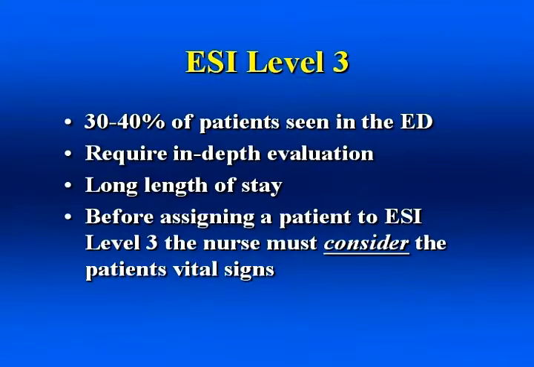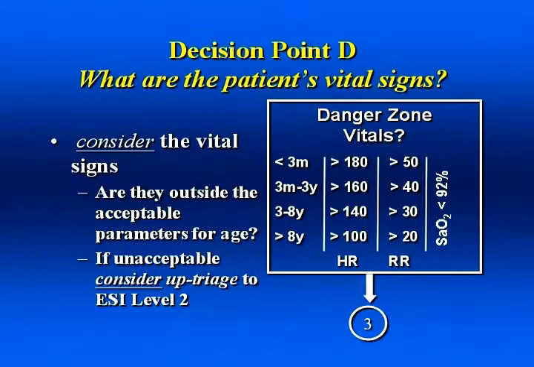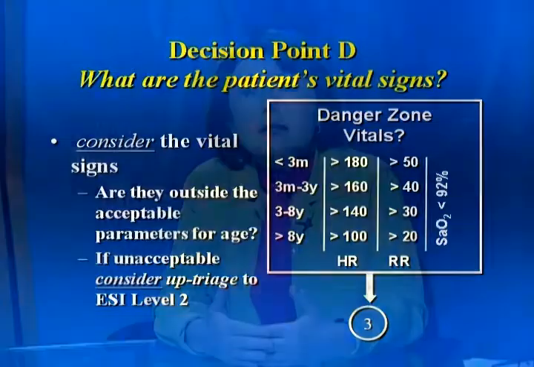What are the patient's vital signs? The nurse needs to consider the vital signs when assigning triage acuity. Are they outside the accepted parameters for age? If they are outside of those parameters, the triage nurse can up-triage the patient to ESI Level 2. Vital signs outside the accepted parameters do not automatically up-triage a patient. Instead, the nurse should consider the vital signs and make a decision.